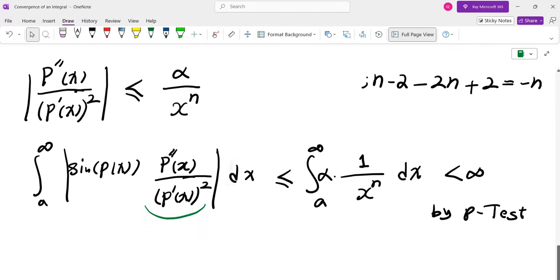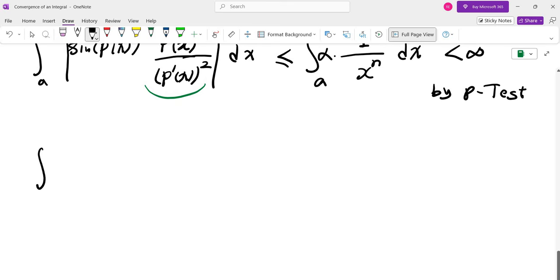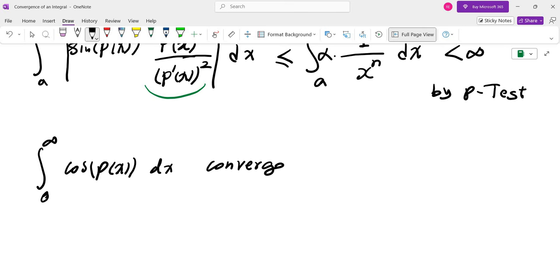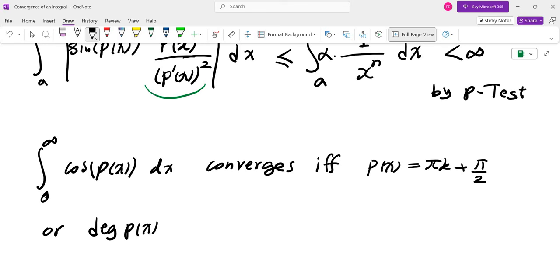So that means the original integral, the integral from 0 to infinity of cosine of p of x dx, converges if and only if p of x is either pi k plus pi over 2, which gives us the integrand of 0, or the degree of p of x is at least 2.